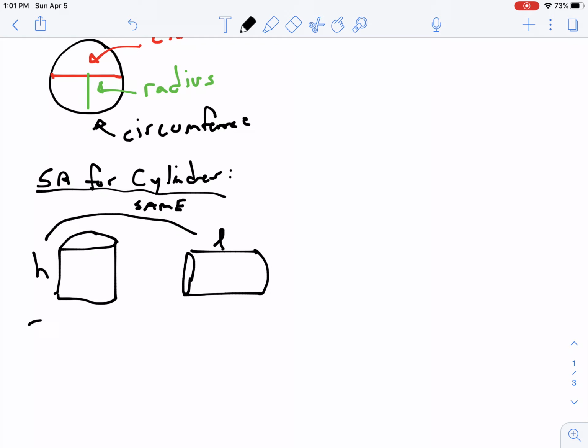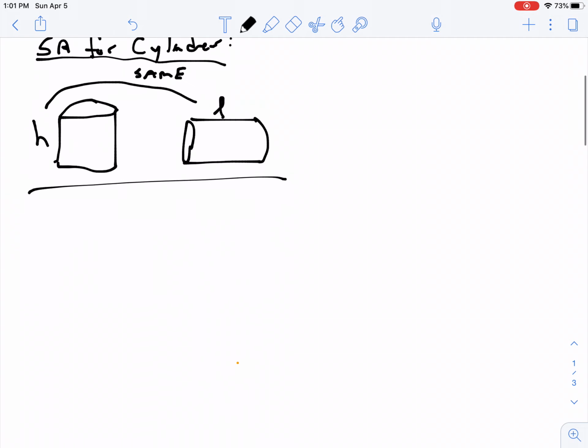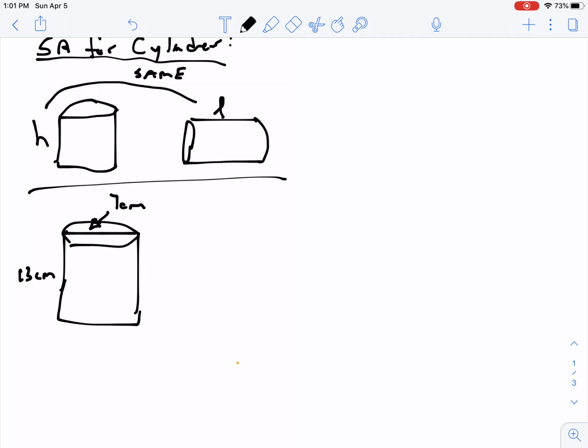Going on then, with that idea in place, I'm going to draw a picture, and I'm going to pretend that we're looking at a can of soup. A can of soup sitting here. A can of soup generally has a distance here, we'll call this 7 centimeters, and we'll say this can of soup is 13 centimeters high. So there's the information that I gave you, and now the question would be, calculate the surface area. I'm going to abbreviate SA for surface area.